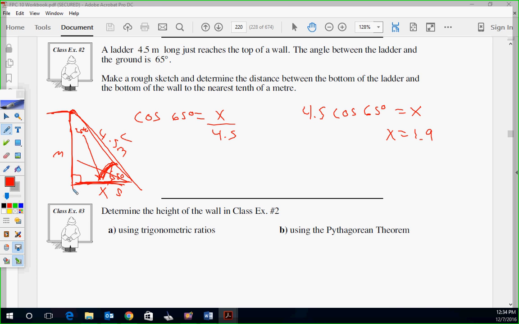So now we're doing the height of the wall. Okay, so we're just going to do the same. I'll just kind of keep it frozen here. So now we are doing sine. So we want to find this now. Okay, so we're going to go sine of 65 equals x, the other x, or m if you want to call it middle, over 4.5. Okay, so then we times 4.5 to both sides.